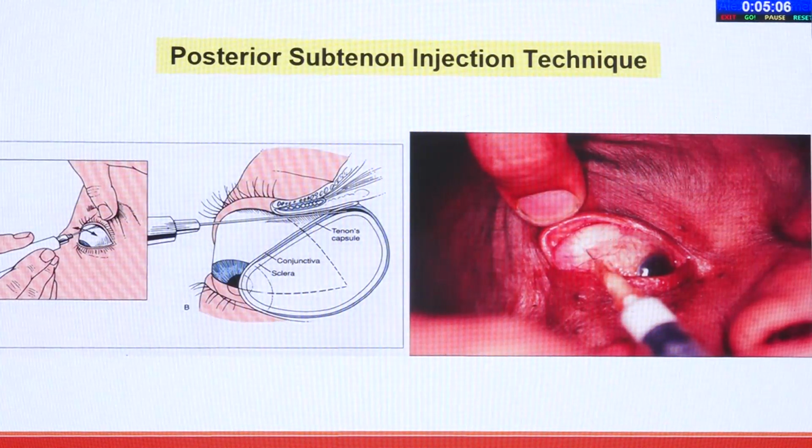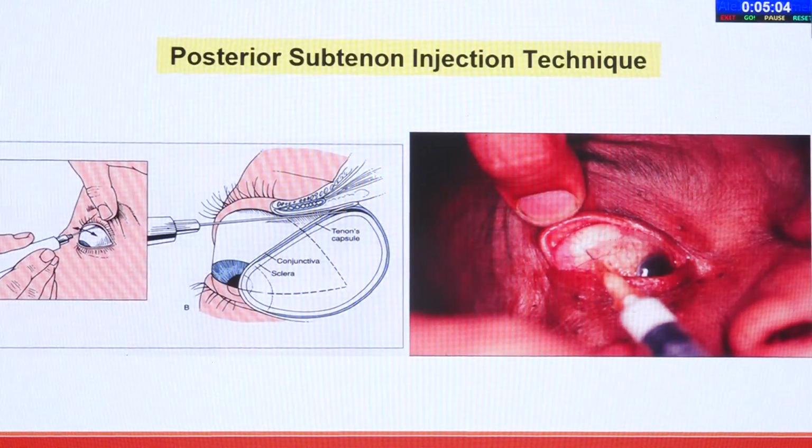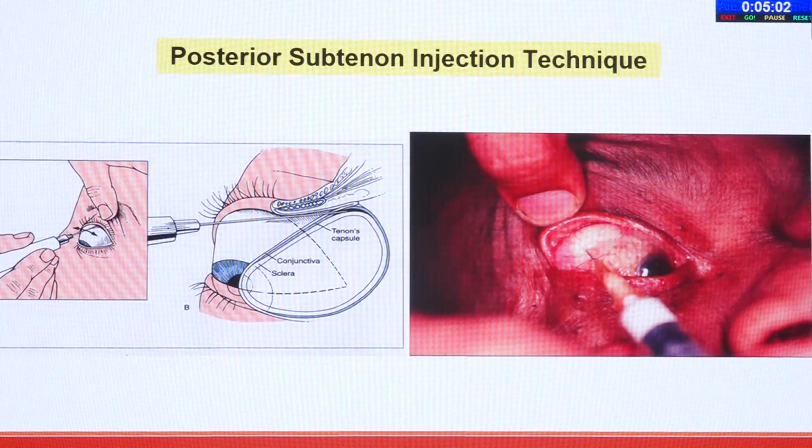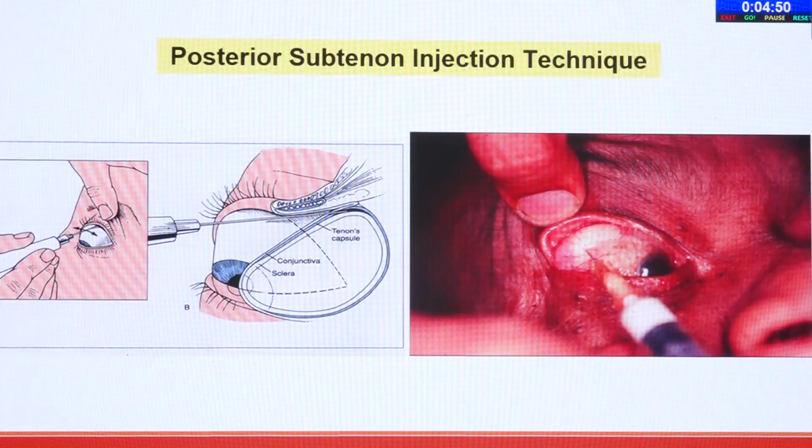This is the posterior subtenon injection. This is a diagrammatic picture. You go vertically and then with a side-to-side movement, and then give the injection in the upper temporal quadrant. It should be given as posteriorly as possible so that you don't see the injection site from anteriorly. If you don't give it posteriorly, the chance of glaucoma is more.